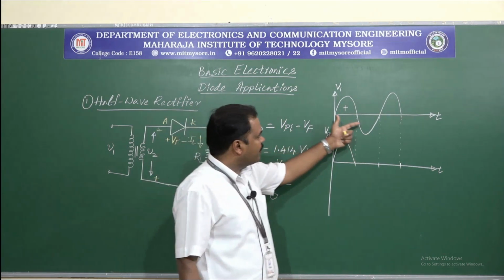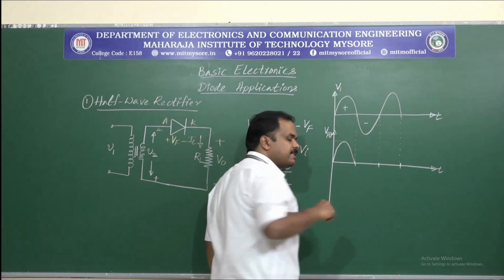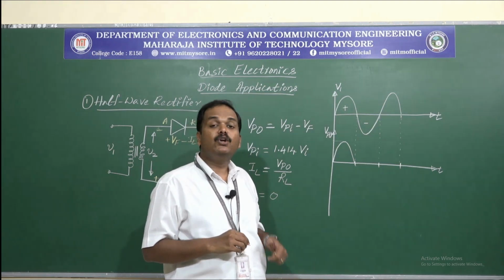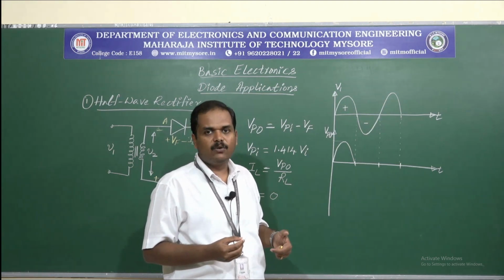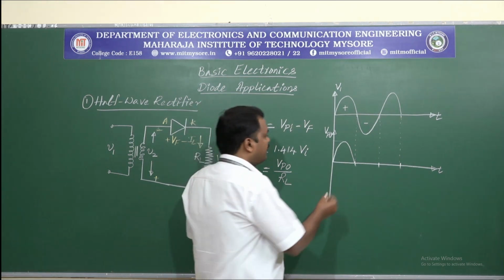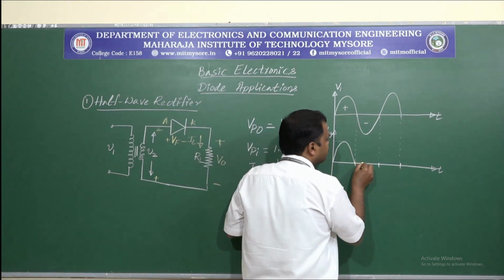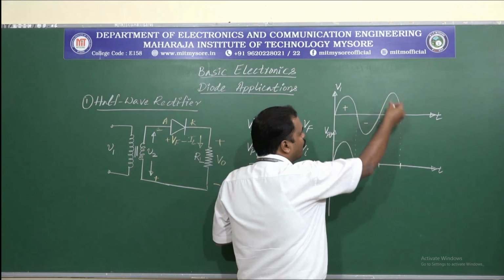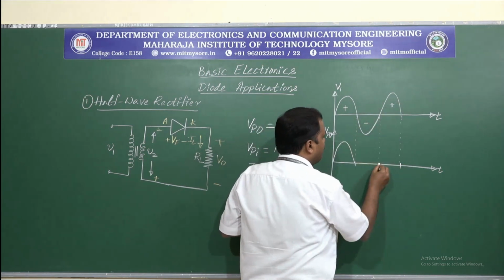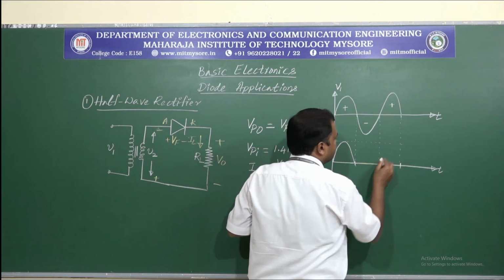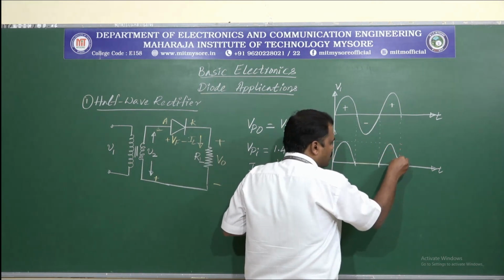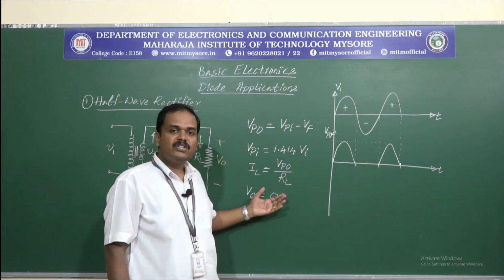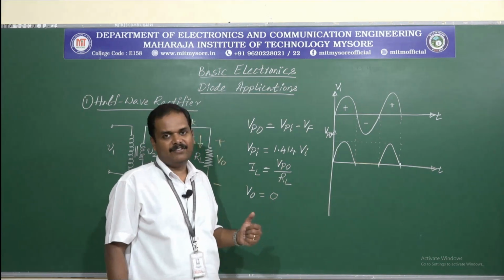So what happens during the negative half cycle of the input signal? As I explained, as diode will not be conducting during the negative half cycle, there will be no current flowing through the diode and in turn through RL. So the current would be 0 during the negative half cycle, and again when positive half cycle comes in, there will be a voltage generated across the load resistance RL. So this is the operation of the half wave rectifier.